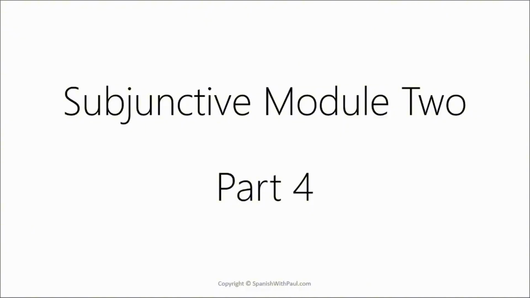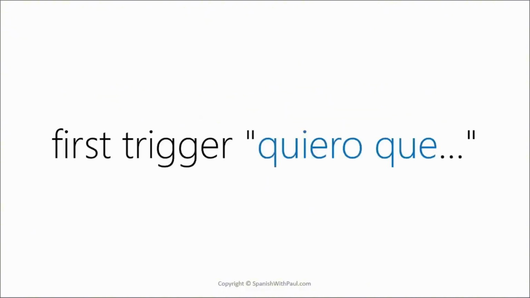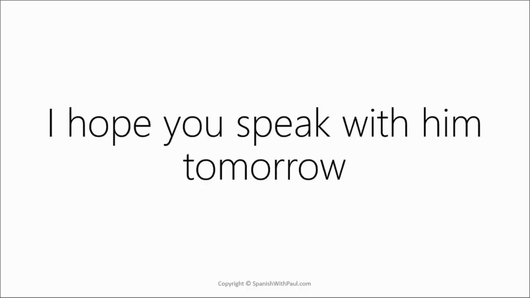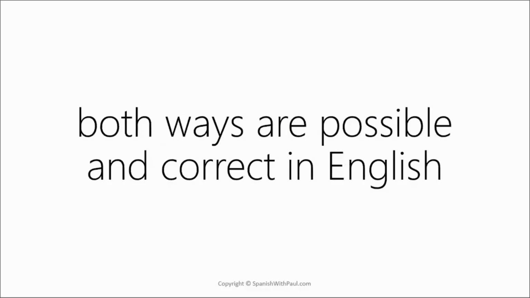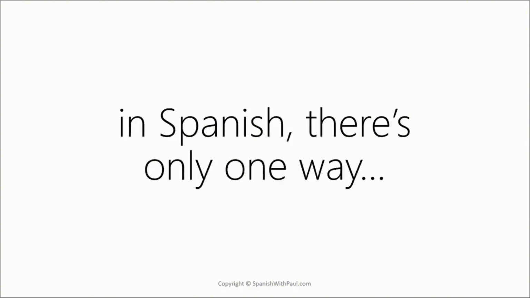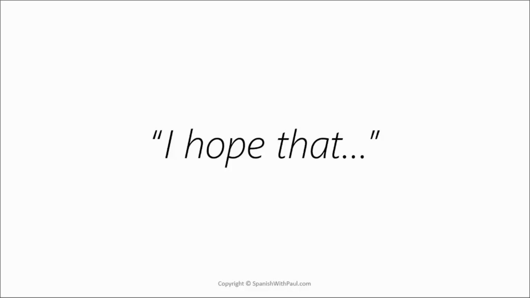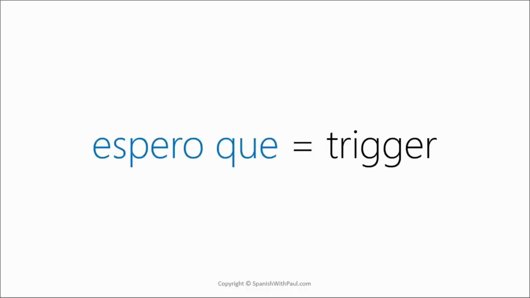Welcome to part 4. So here we have our first trigger for the subjunctive, quiero que. However, there are many others. For example, I hope you speak with him tomorrow. In English, it's also correct to say, I hope that you speak with him tomorrow. Both ways are possible and correct in English. Now, in Spanish, there's only one way. You will always say, I hope that, which gives us espero que. And guess what? This is a trigger for the subjunctive. So let's dive into it.